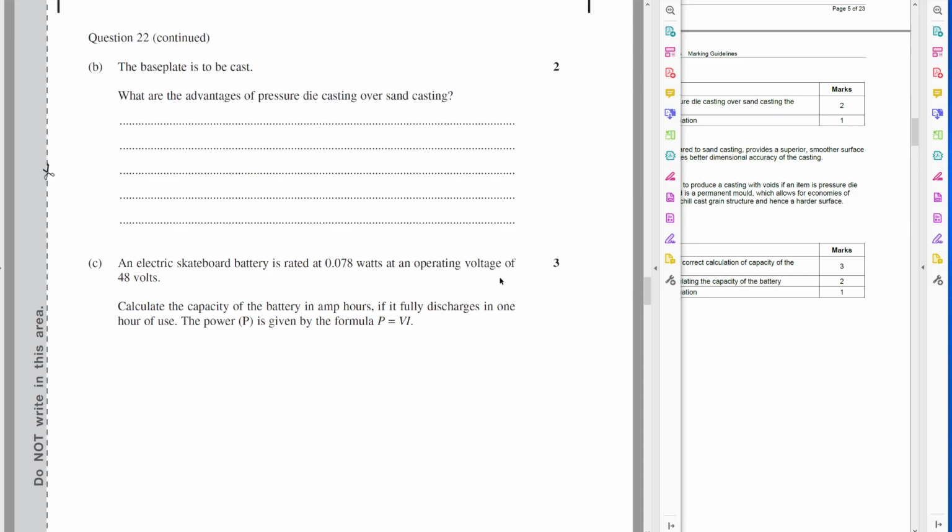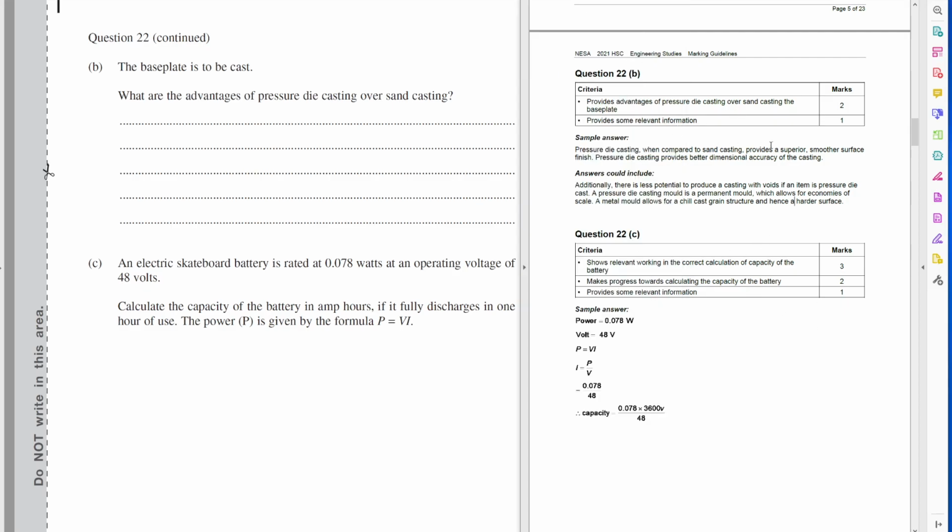I would say that sand casting is more likely to produce a rougher finish, and die casting is preferable. The die casting, although costing more to produce, is better for when mass producing large numbers of items. Something like that. Okay, what did they say? Smoother finish, pressure die casting provides better dimensional accuracy. Good answer, I like that as well. Because we're using pressure, we're less likely to get voids. It casts a permanent mold, economy of scale. Yep, pretty much exactly what I said.